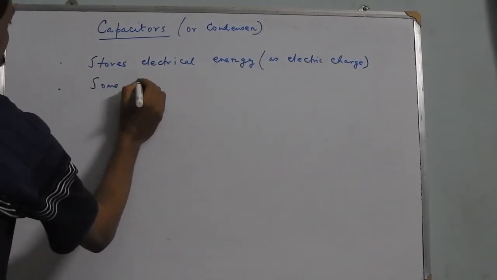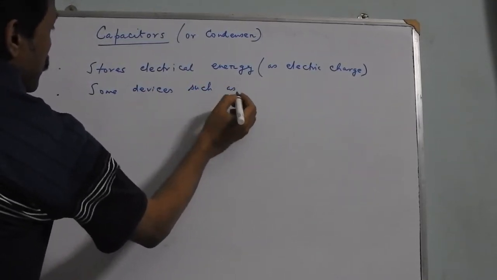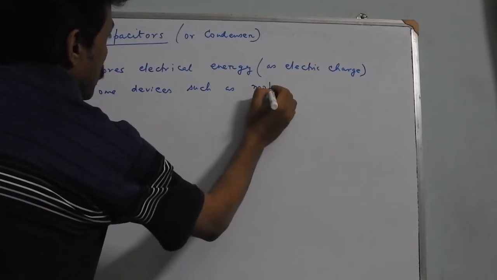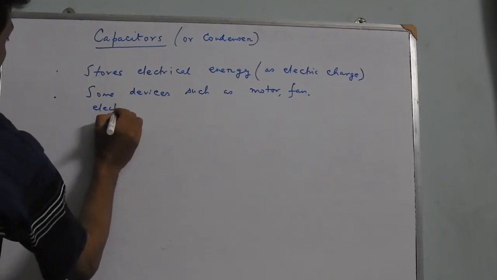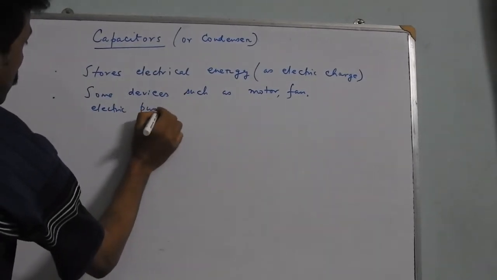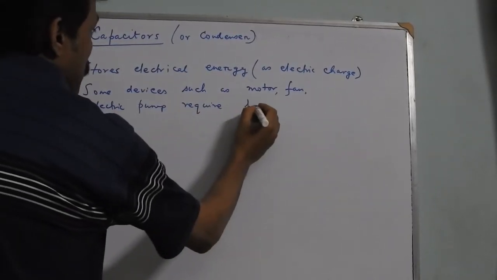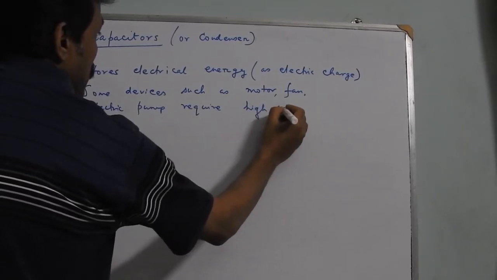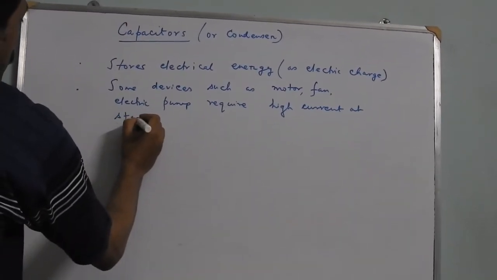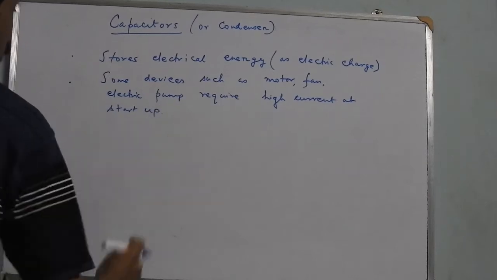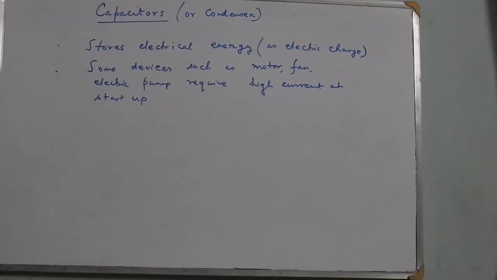Some devices such as motor, fan, electric pump require high current at startup. So a capacitor provides the requisite amount of electrical energy when such devices require high current at startup.